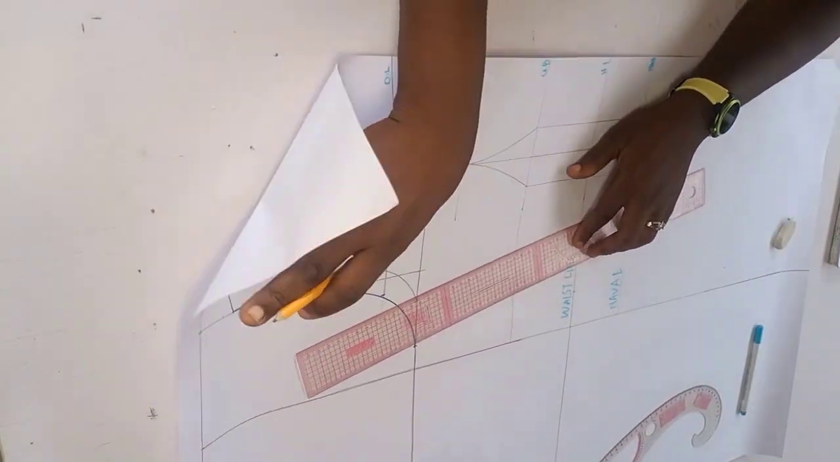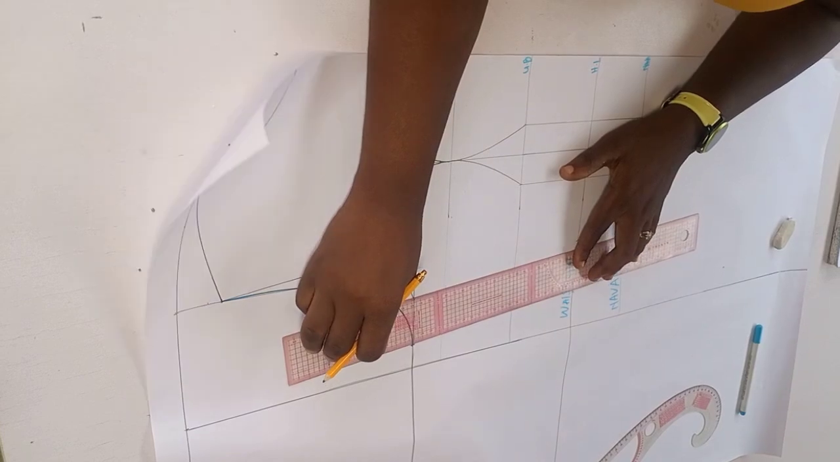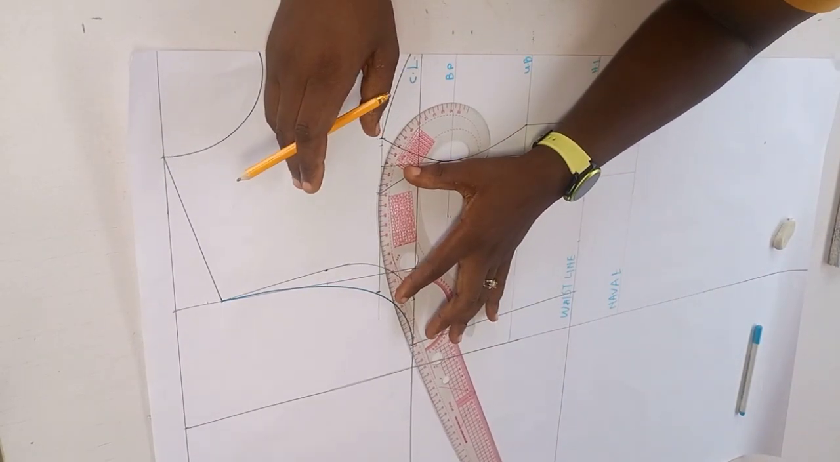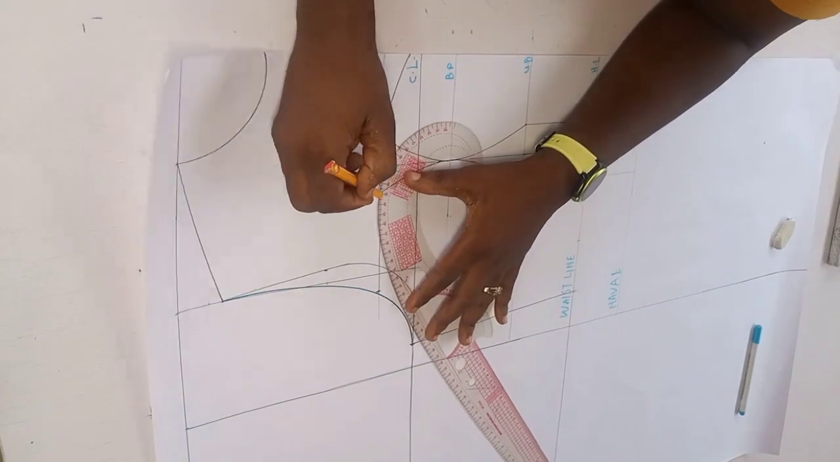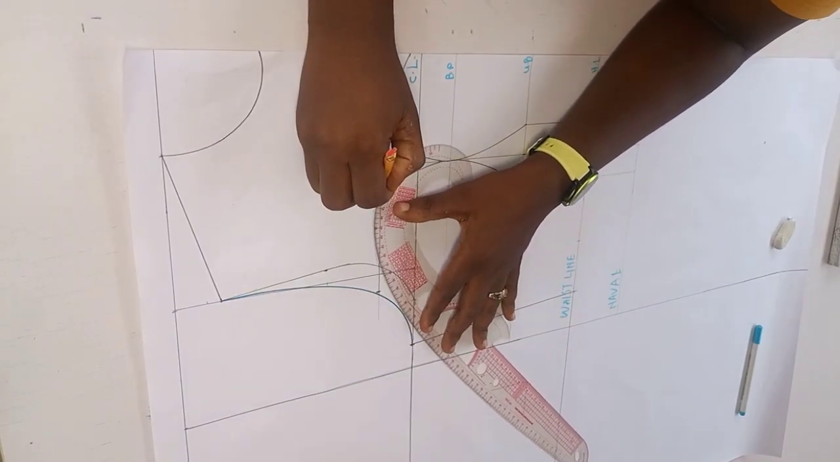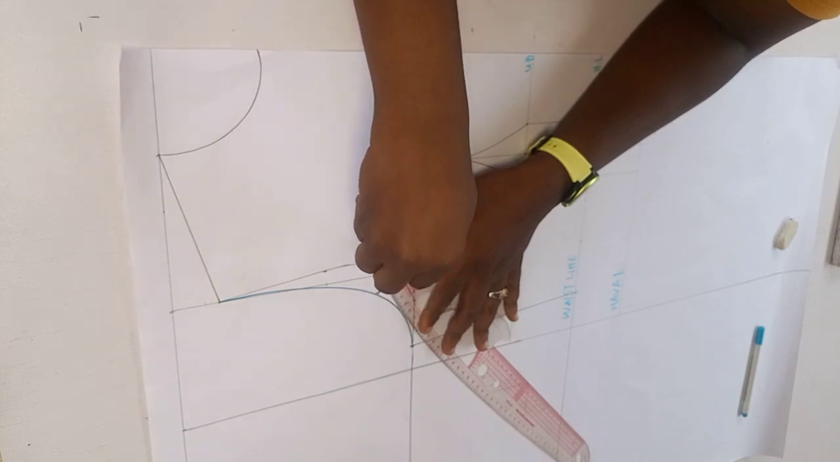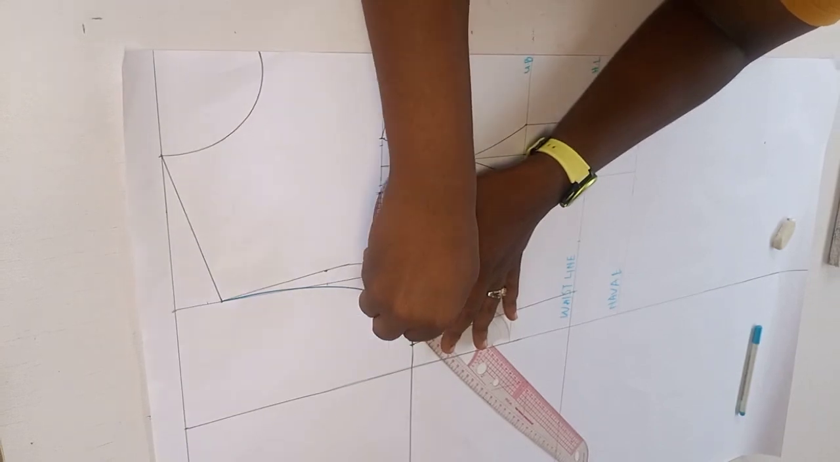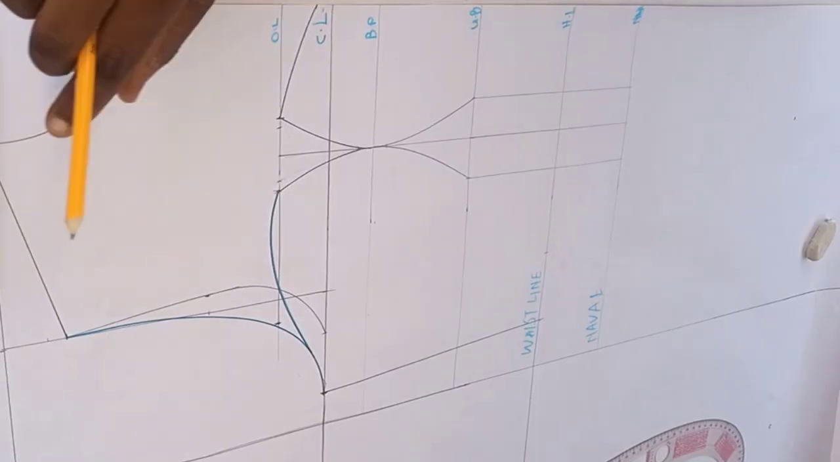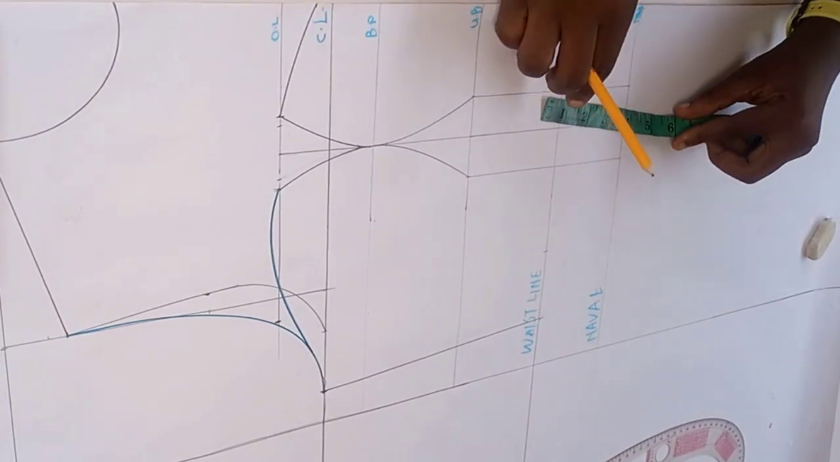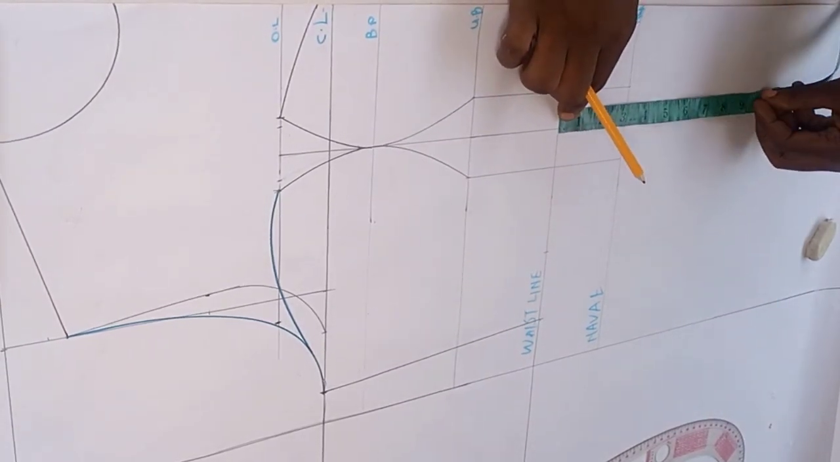Now I'll connect the bust to the waist measurement with my ruler. I'll also go ahead and blend in my overbust to my armhole using my curved ruler. So I'll just find the suitable shape that I want, and then I will blend it in using the curved ruler. Now that we have all of this done, I'll go ahead now to take my waist to hip measurement.